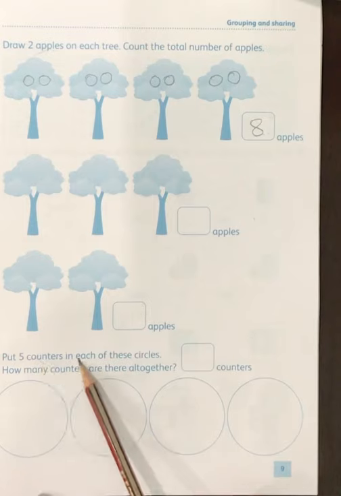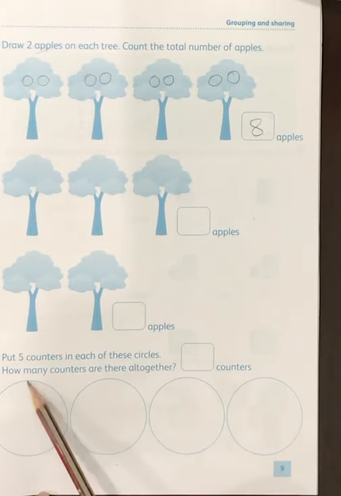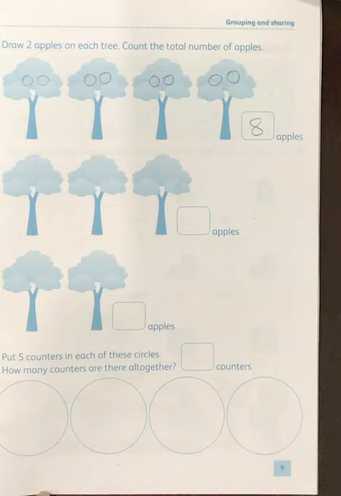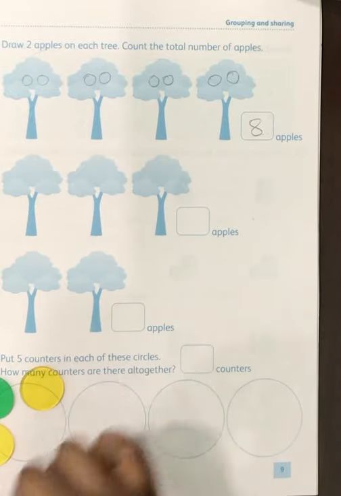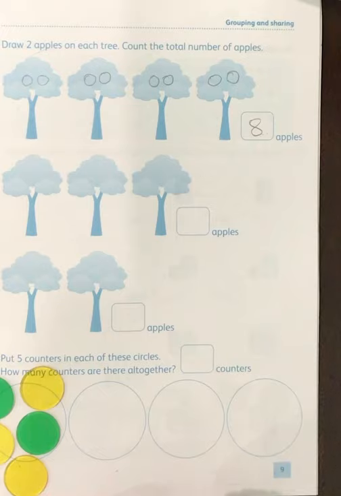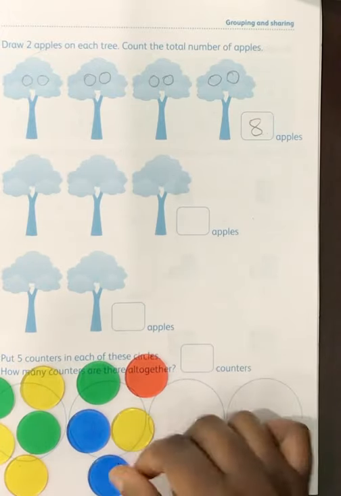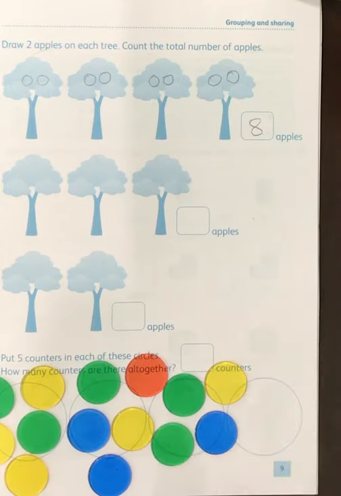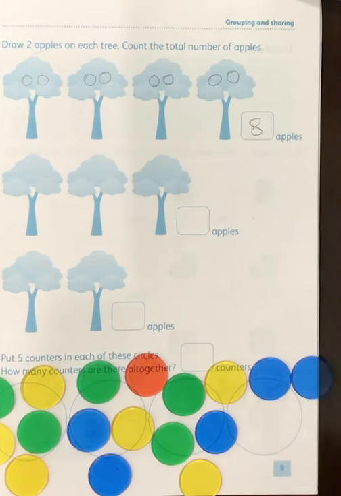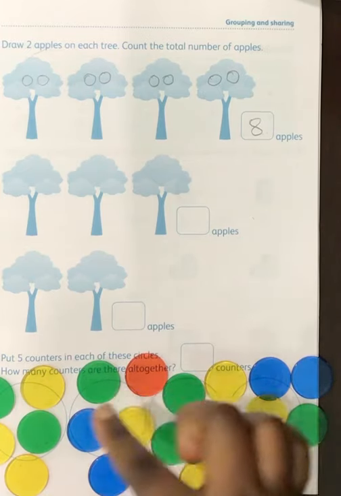Now, put 5 counters in each of these circles. How many counters are there all together? Now let's use our counter. They said put 5 counters each. So I'm going to put 1, 2, 3, 4, 5. 1, 2, 3, 4, 5. 1, 2, 3, 4, 5. You have to count so you don't make a mistake, okay? 1, 2, 3, 4, 5. Now I have 5 counters in each group.